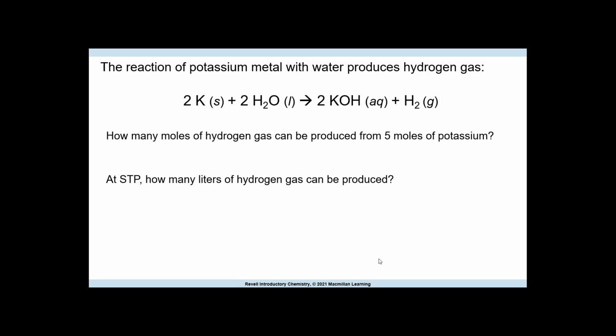All right, so let's now look at some problems. The reaction of potassium metal with water produces hydrogen gas.